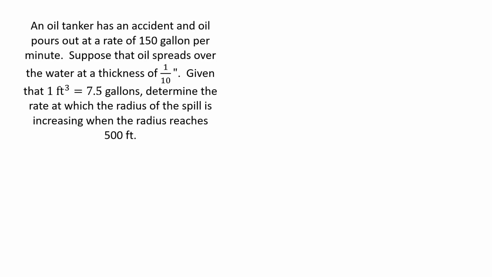An oil tanker has an accident and oil pours out at a rate of 150 gallons per minute. Suppose that oil spreads over the water to a thickness of 1/10 of an inch. Given that 1 cubic foot equals 7.5 gallons, determine the rate at which the radius of the spill is increasing when the radius reaches 500 feet.